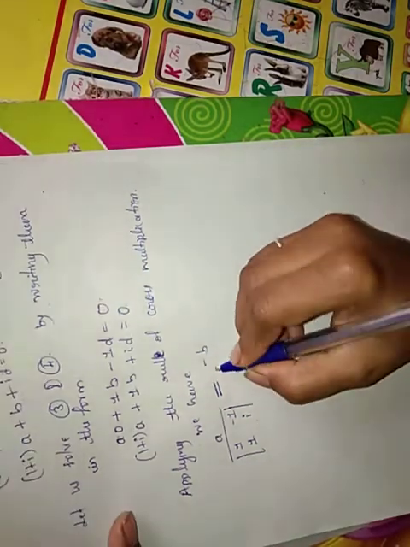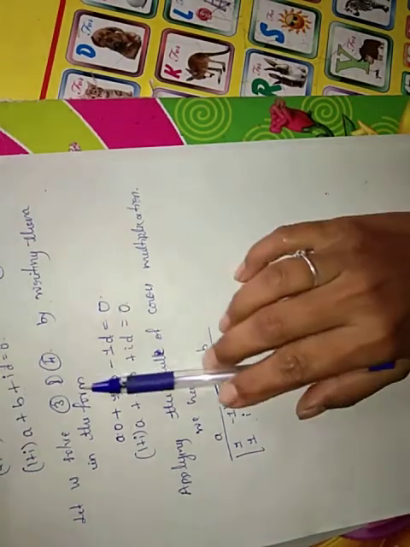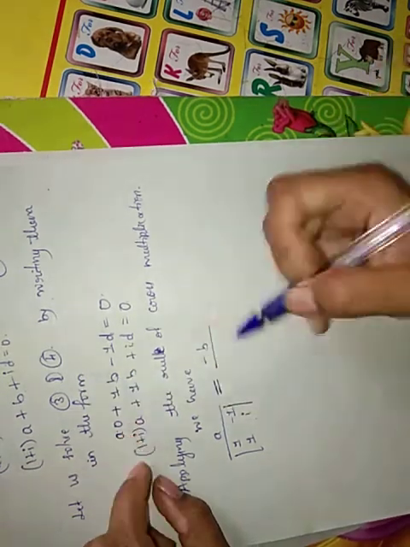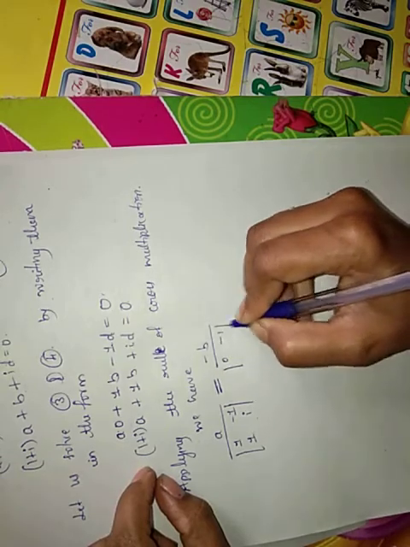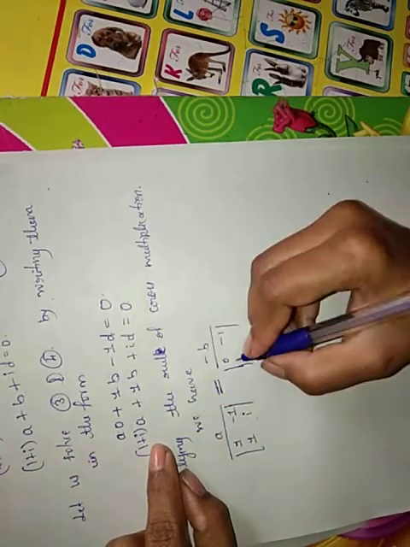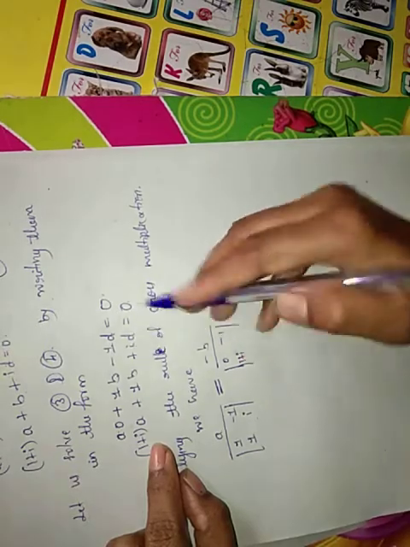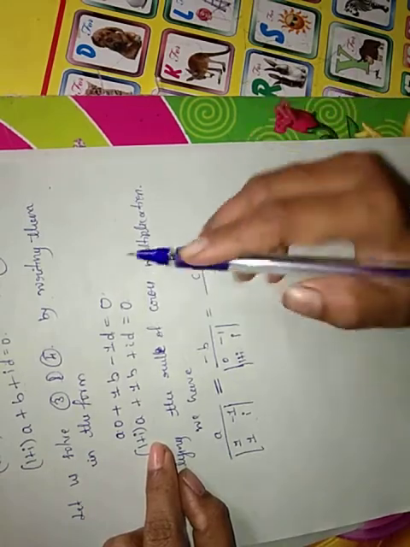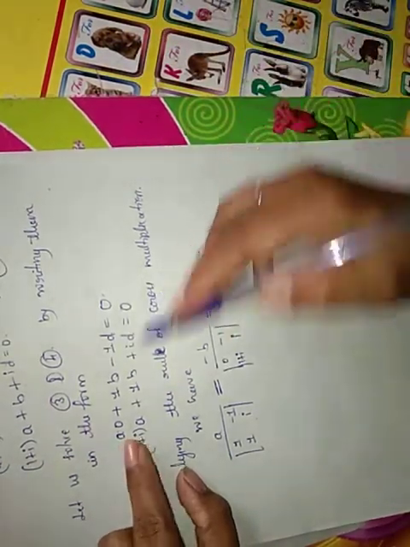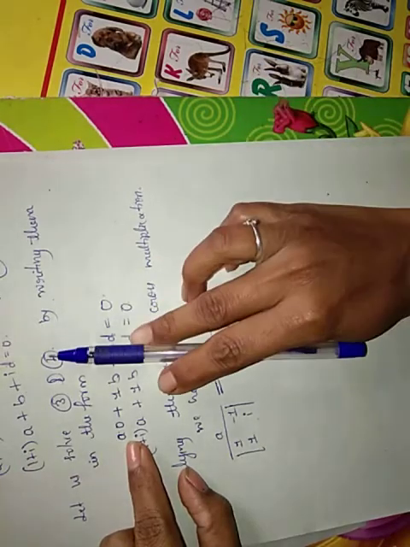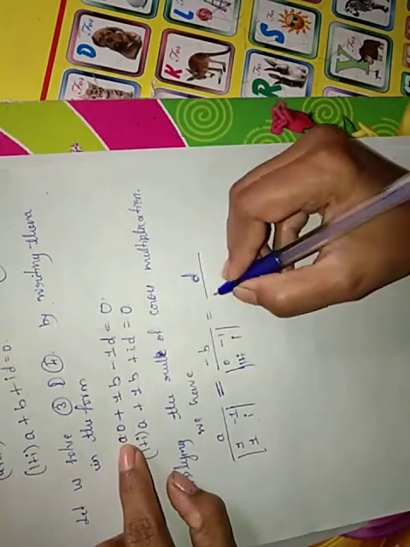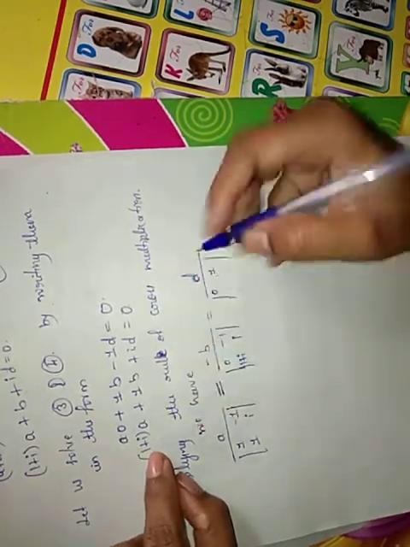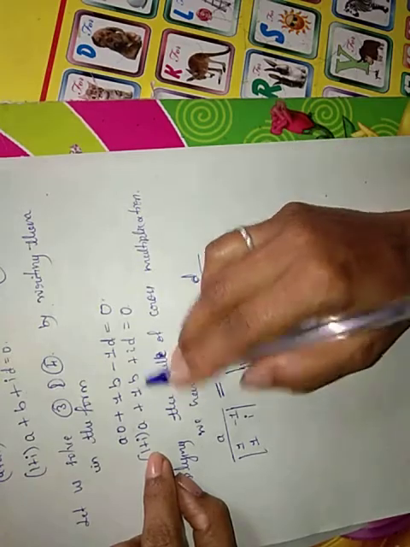Minus B divided by, leaving the terms of B, coefficient of A is 0, coefficient of D is minus 1, coefficient of A is 1 plus i, coefficient of D is i, equal to C divided by, leaving the D, D divided by, coefficient of A is 0, coefficient of B is 1, coefficient of A, coefficient of B.